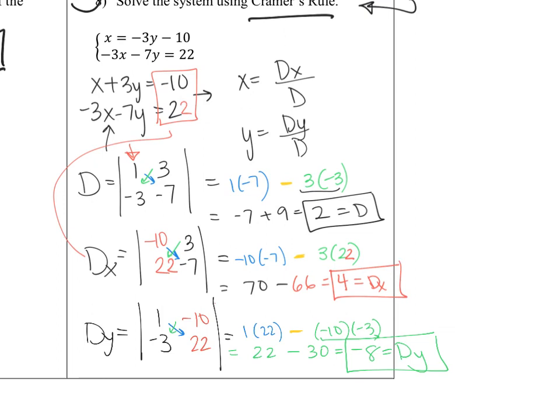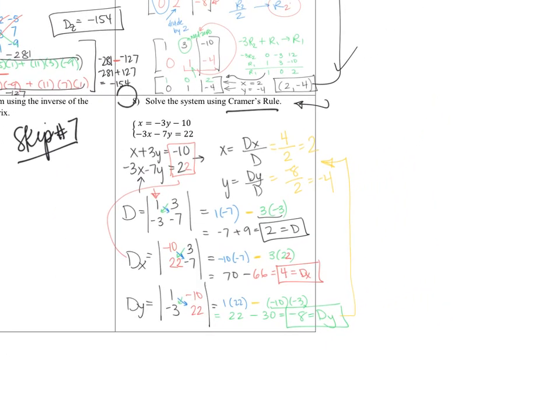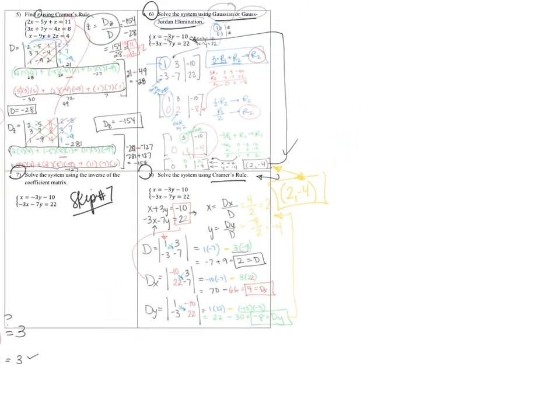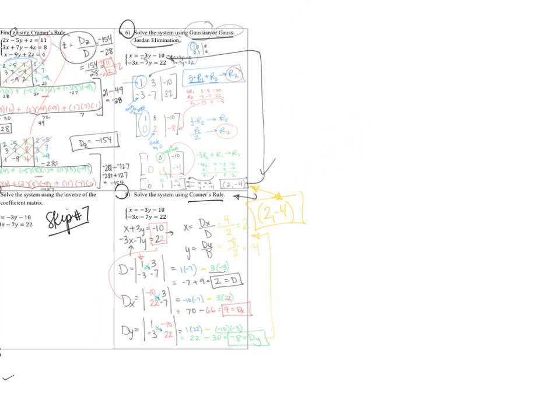So now putting this together, going back up to where we were, our x will be a 4, that's our Dx, over 2, which is 2. And our Dy is negative 8 over our D, which is 2. We get negative 4. So we're getting 2, negative 4, which again is the same answer that we got over there. And with both of these, we could also use our previous solving by elimination and substitution to solve. And we get the same answer, 2, negative 4. We could even do graphing. If you graph both those equations, again, their intersection point will be 2, negative 4.